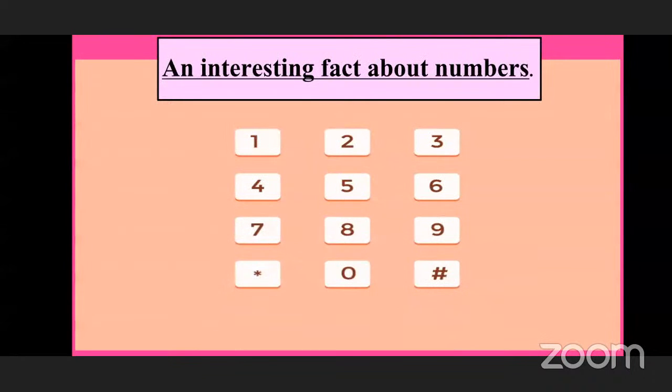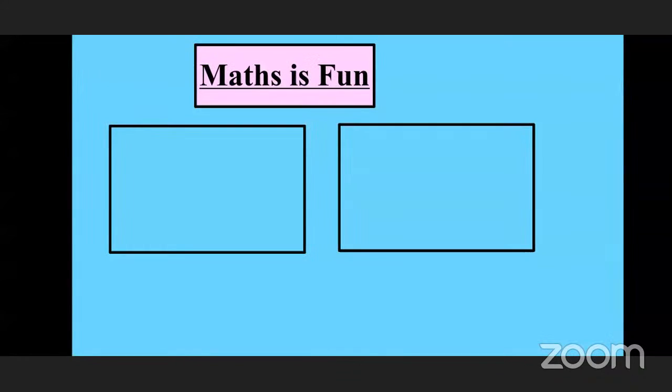So children, we have just finished the quiz, and from that I came to know that you have understood practice set 47 very correctly. Now we will see an interesting fact about numbers. Observe the screen, listen carefully, and try to understand what we are learning about the numbers. Through this fun activity, we will learn some interesting facts about numbers.